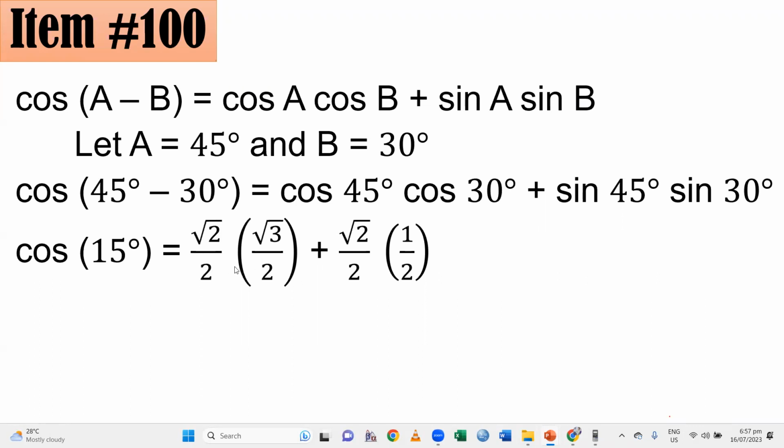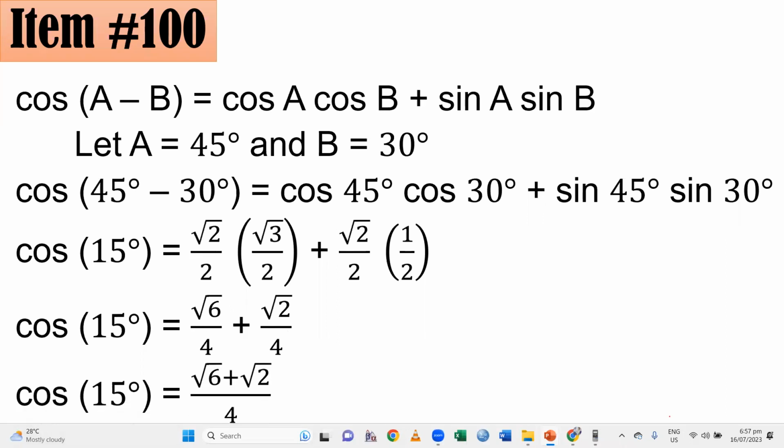Multiplying these two numbers gives you square root of 6 over 4. Square root of 2 over 2 times 1/2 gives you square root of 2 over 4. At dahil makikita po ninyo na similar fractions po sila kasi pagkaparehas po sila ng denominator. So cosine 15 is actually, you could combine them into a single fraction or simplify it to square root of 6 plus square root of 2 all over 4, which is letter C. So that concludes the 100 items. Let's proceed to the next one.